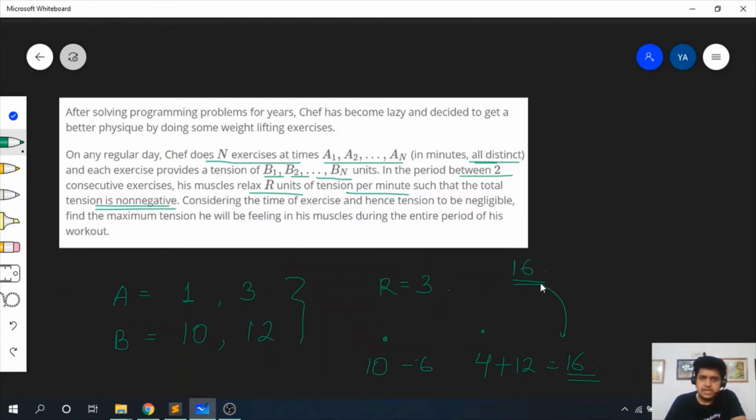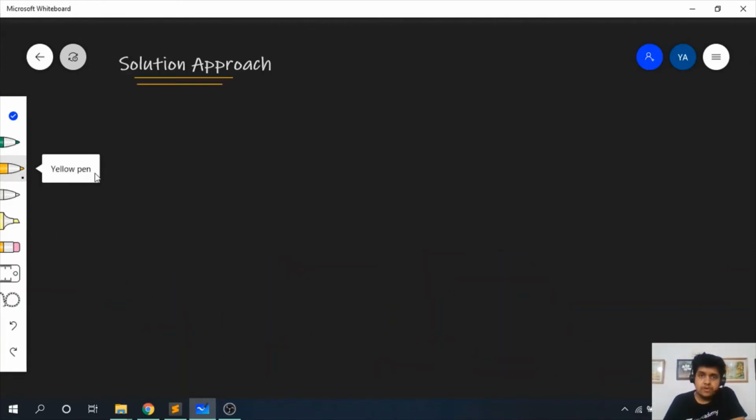Now let us see the solution approach. First of all, we have to maintain an answer variable which has initial value 0. So the initial tension that Chef has is 0. Now let us start iterating the B array. When he first does exercise, he faces a tension of B1, right? Then answer will be equal to B1.